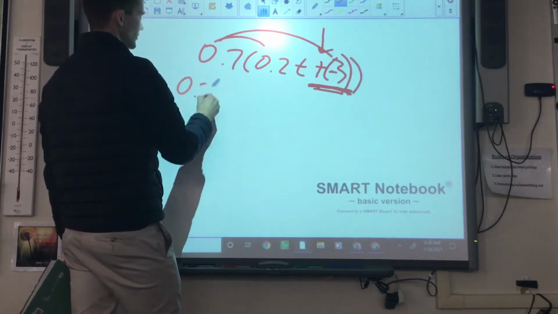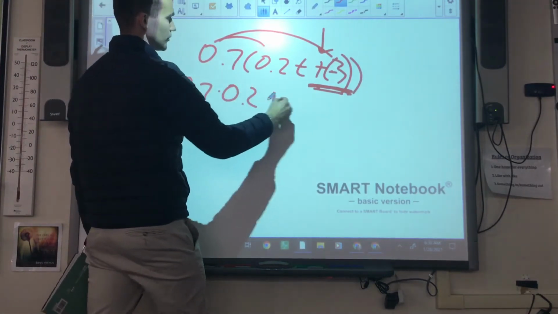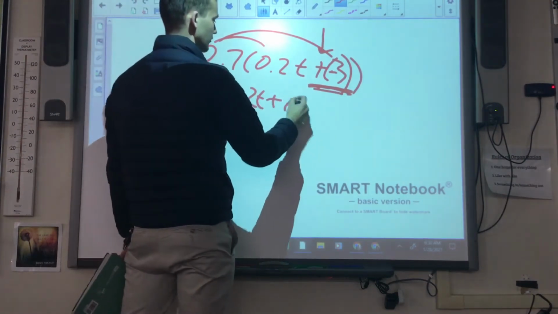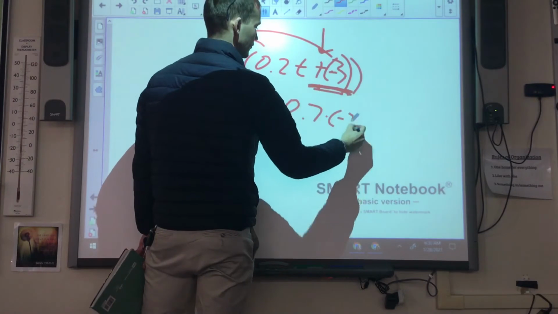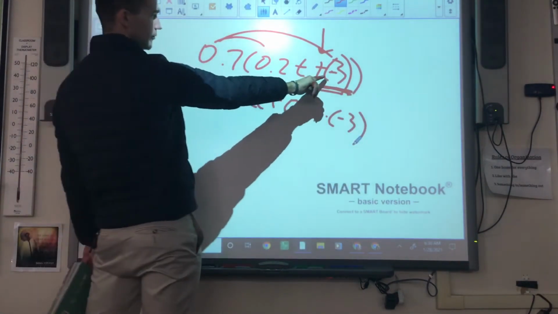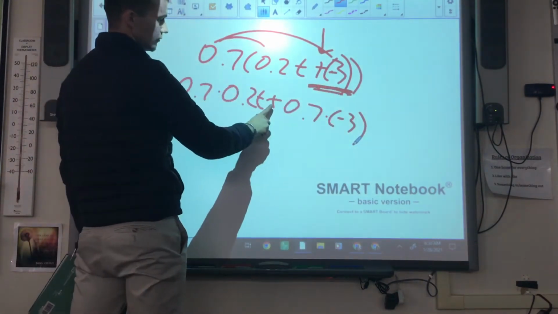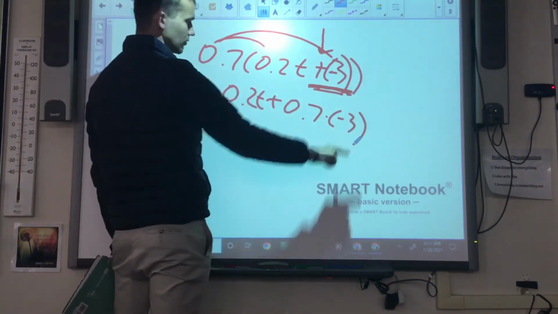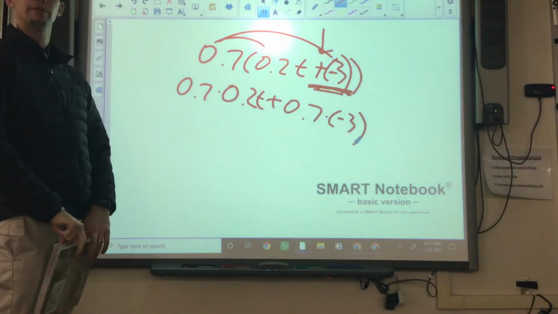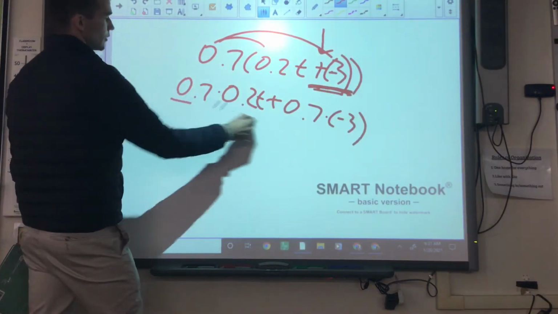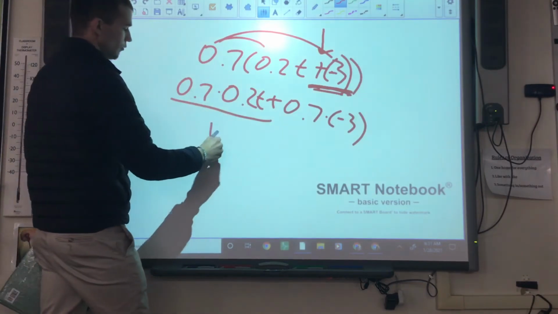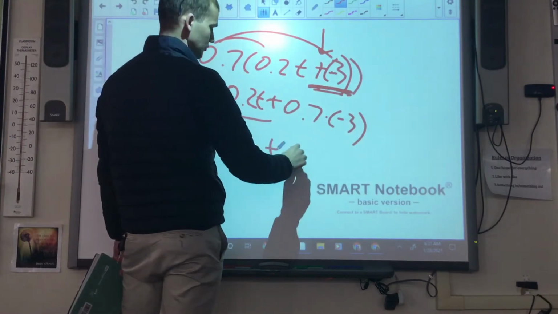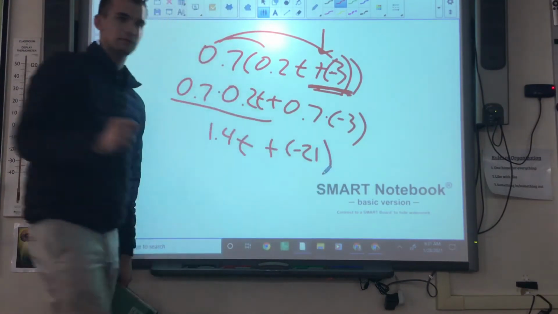So I have 0.7 times 0.2t plus 0.7 times a negative 3. And this is why you want to put the plus and negative 3 here, because otherwise people will somehow just forget it and say plus 0.7 times 3, and you get a positive where you should have had a negative. So 7/10 times 2/10 is what? 1.4t plus 7 times 3, negative 21, right?